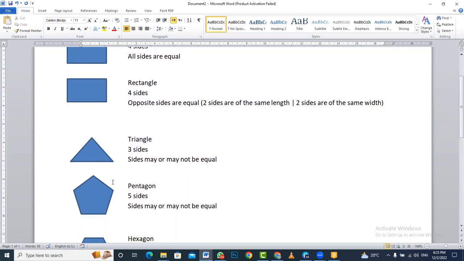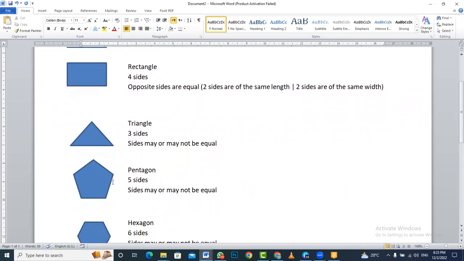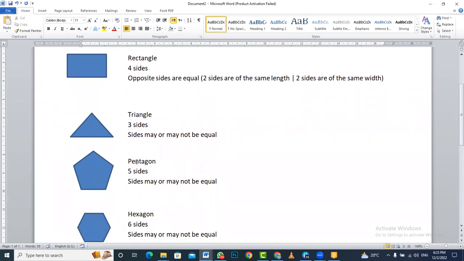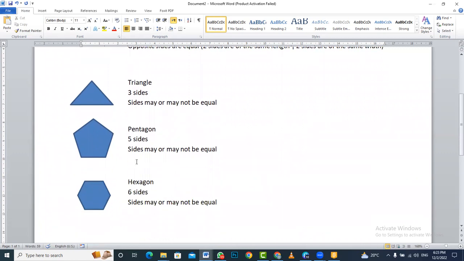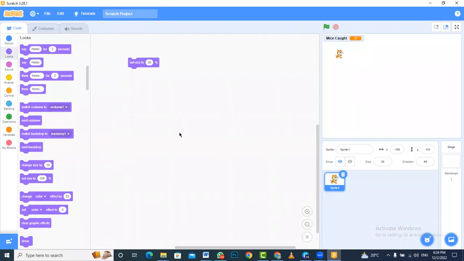We call it an equilateral triangle, but you don't need to remember that name. Similarly, we are going to try to draw a pentagon, which has five equal sides, and a hexagon, which has six equal sides. We are going to make a hexagon with six equal sides. Okay. After this, we will move towards Scratch and learn about the pen tool.